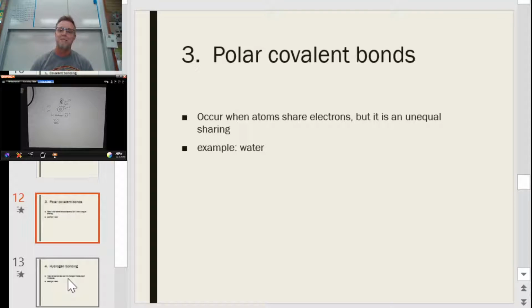So polar covalent bonds, yeah, there's sharing that goes on for the same reasons we've already talked about. Outer shell not full, electrons paired up, all that stuff. But the problem is the electrons aren't shared equally. So they spend way more time with one of the atoms in the relationship than they do with the other, as opposed to sharing in both places equal time.